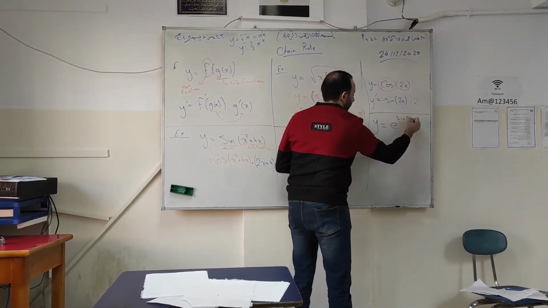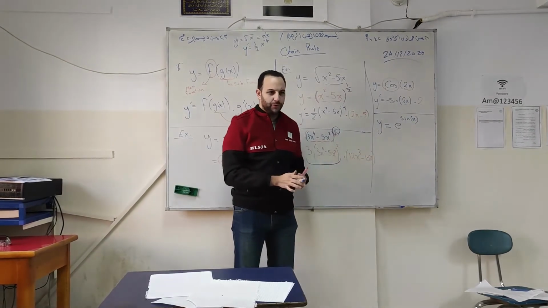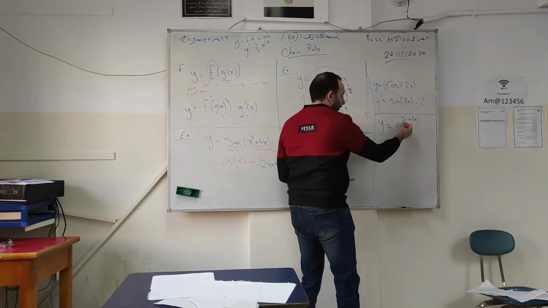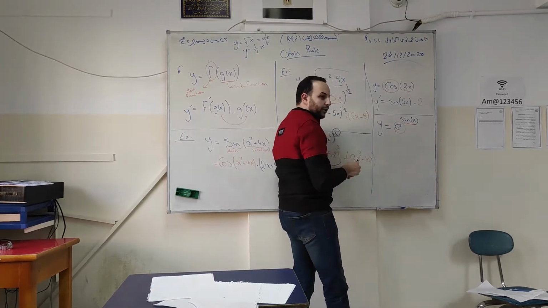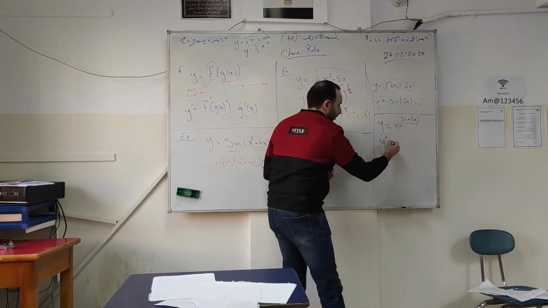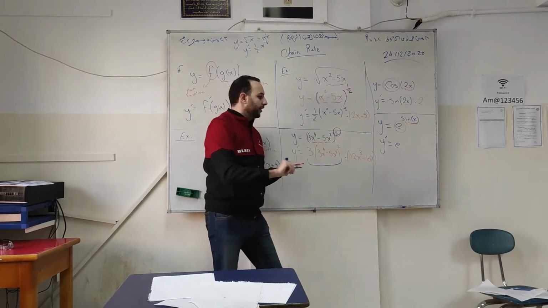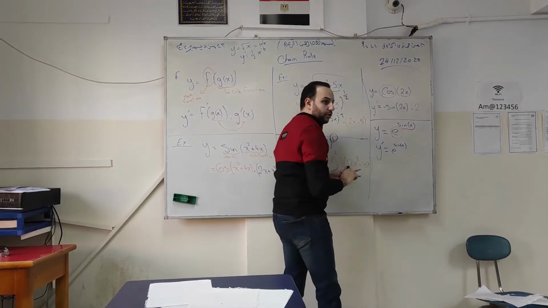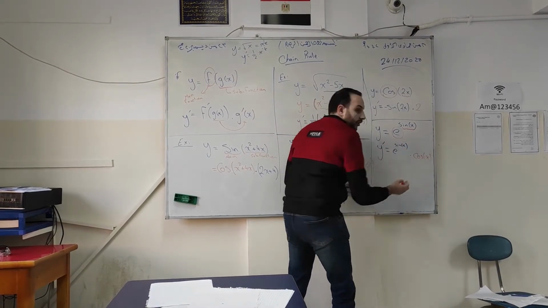e power sine x. What is the main function here and where is the sub-function? The main function is e. And where is the sub-function? Sine x. How can we differentiate this? The derivative of e is e. So e sine x, same height, times the derivative of sine, cosine x. Got this?